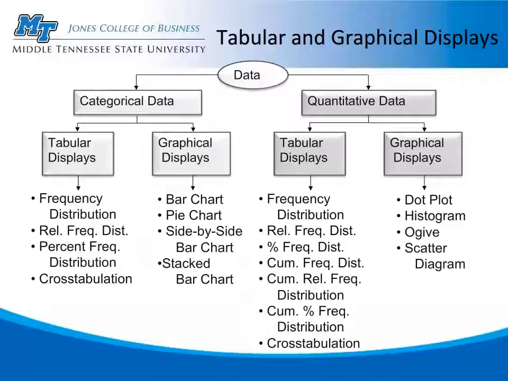When you generate the table, the cumulative percentage frequency distribution, you can take that tabular display and come up with a graphical display that's referred to as the ogive. Now it's spelled O-G-I-V-E, but it's pronounced ogive.